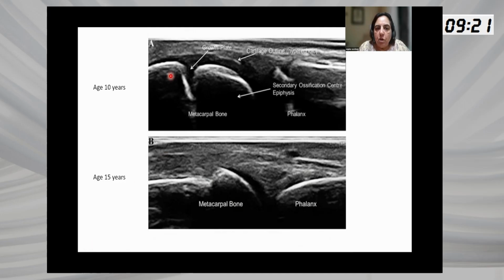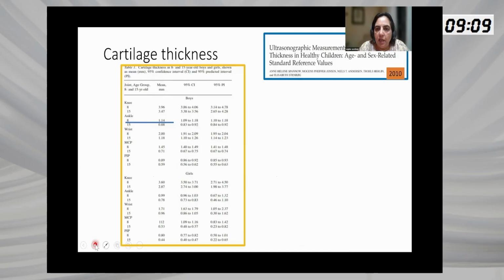The second thing we should not be confused about is open physeal plates. So here's a 10-year-old child whose metacarpal bone has not fused, and here's a 15-year-old who has fused. So these are physiological changes which are dynamic in children.